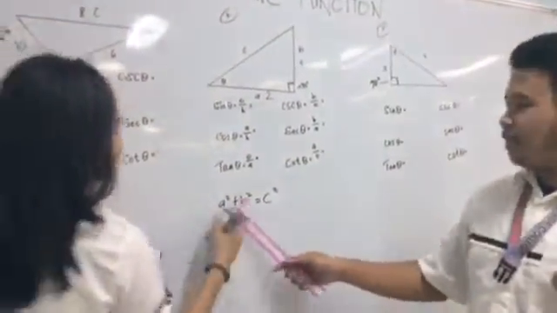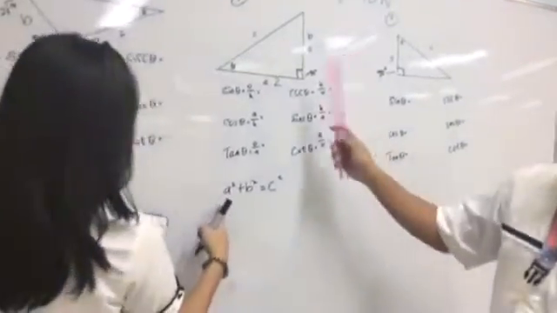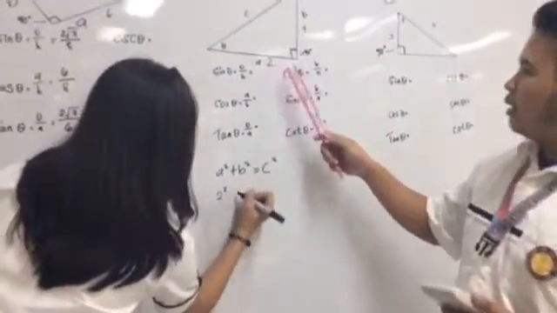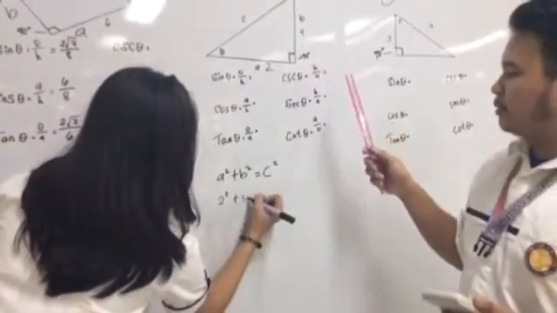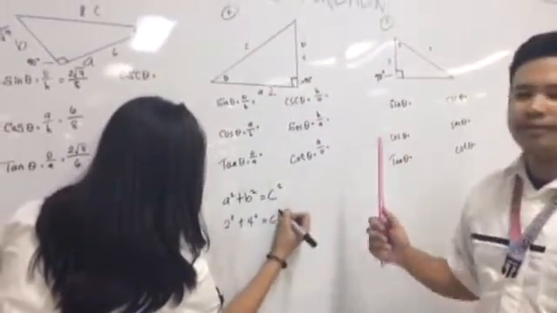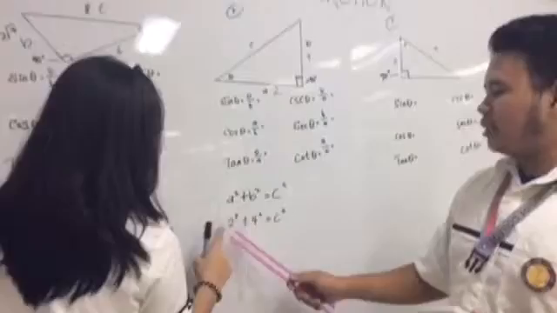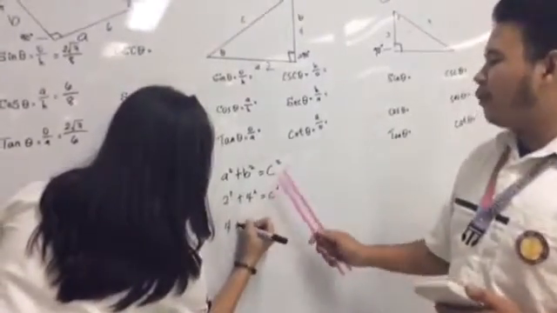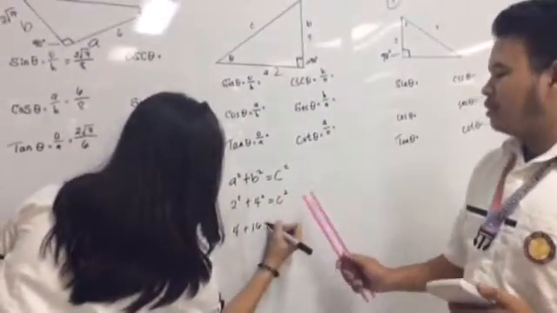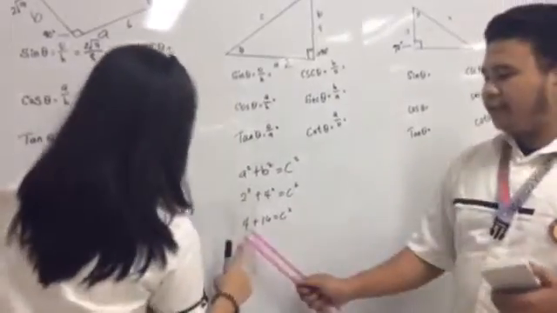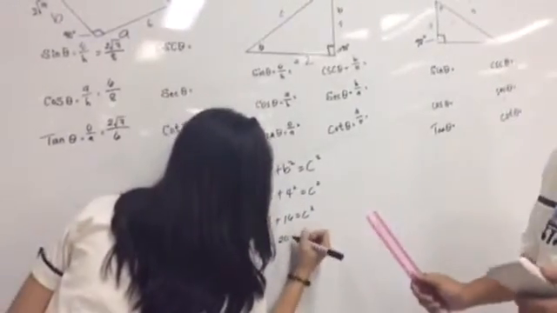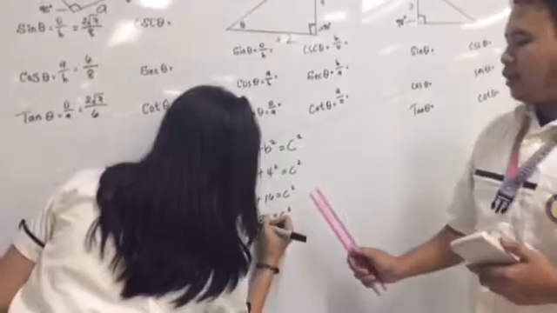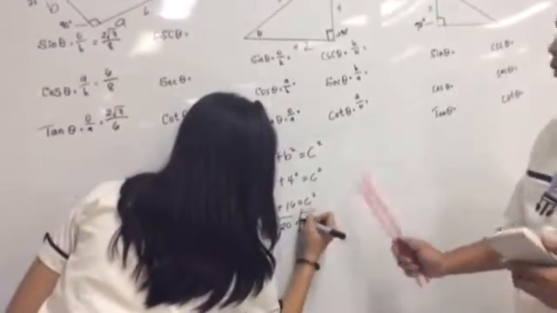So a squared plus b squared is equal to c squared. The a is 2 squared plus b, 4 squared, is equal to c squared. Then 2 squared is 4, and 4 squared is 16, is equal to c squared. Then 4 plus 16 is 20, is equal to c squared. Then we should take the square root.